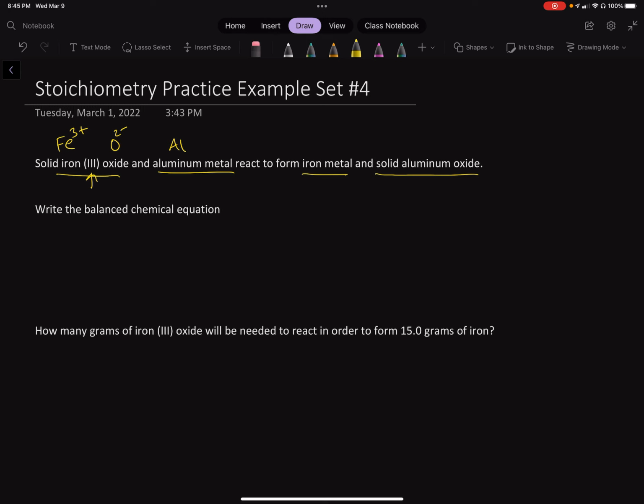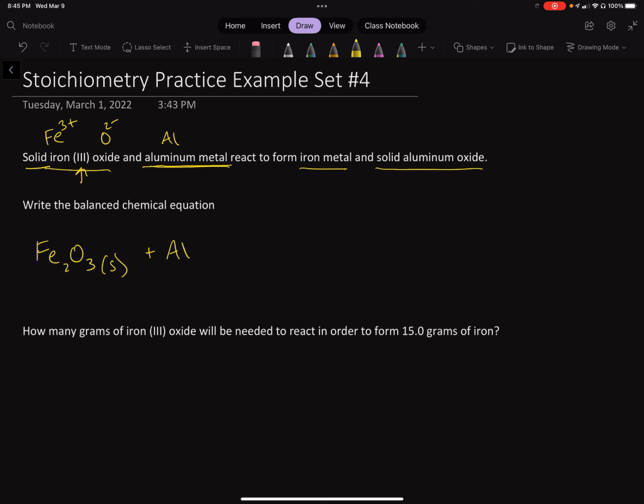So to make a neutral compound from iron 3 and oxygen 2 minus, you would need 2 irons and 3 oxygens. So Fe2O3, and it said it's solid, so I'll go ahead and write that the physical state is a solid. And then the other reactant, it says aluminum metal, so that's implying that it's just neutral aluminum, aluminum that's not in a compound. So we'll just write Al, and metal also implies that it's in the solid state.